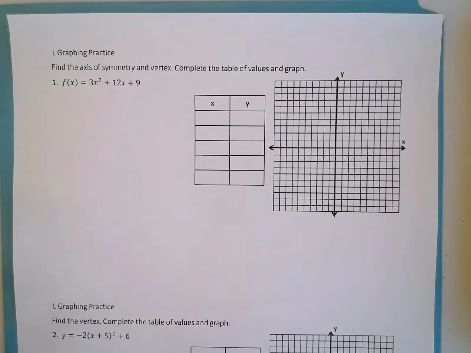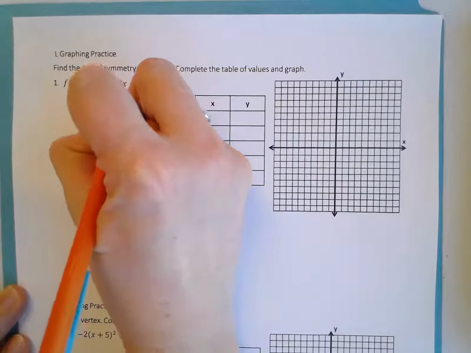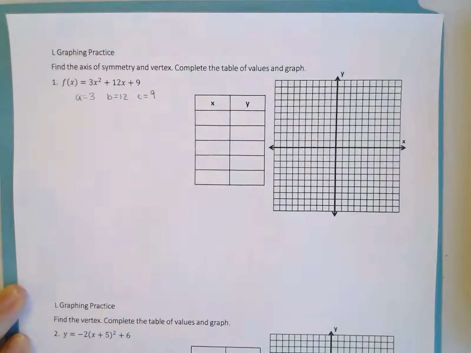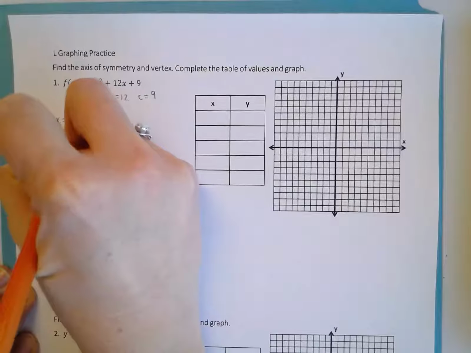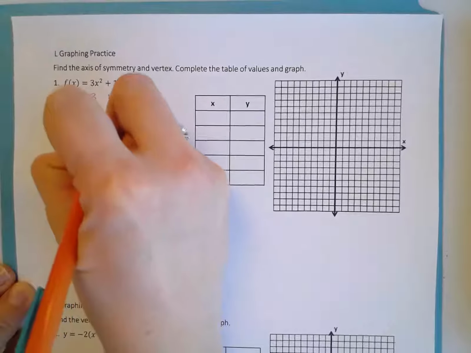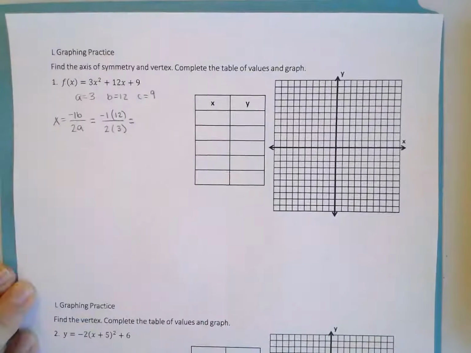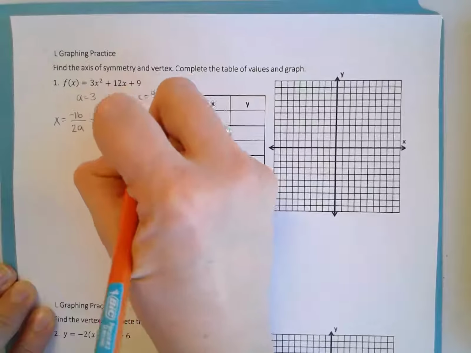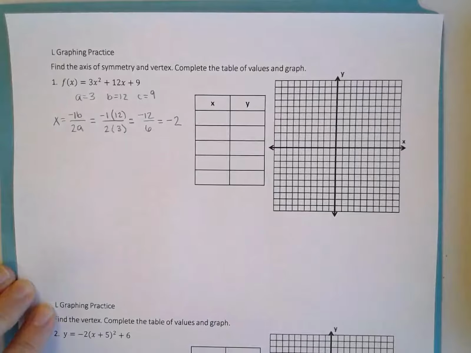To find the axis of symmetry, you need your a, b, and c. The a is 3, b is 12, and c is 9. Use those values in the axis of symmetry formula. X equals negative b over 2a. Substitute in the values. When you work out the axis of symmetry formula, you get negative 1 times 12 is negative 12. 2 times 3 is 6, and you divide and get negative 2 as the axis of symmetry.